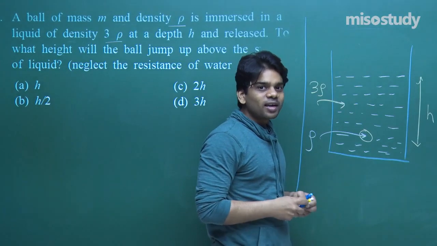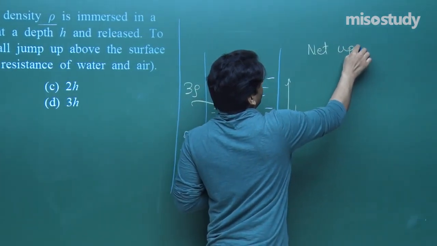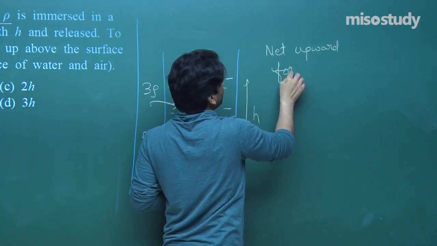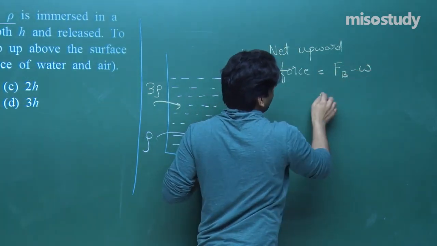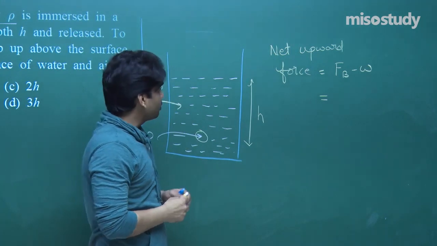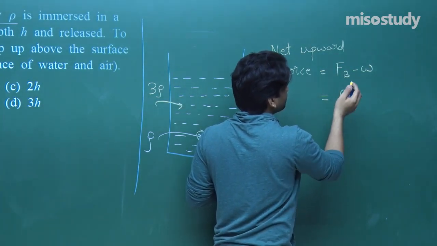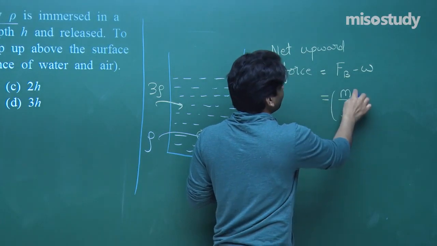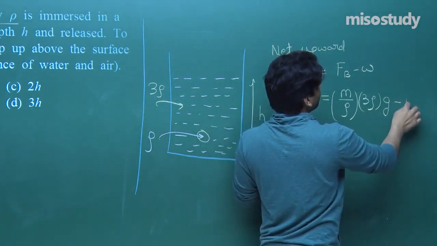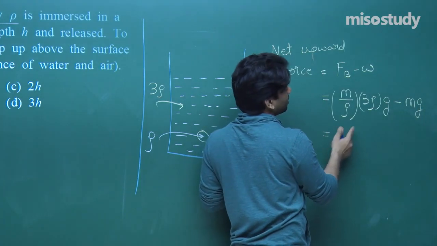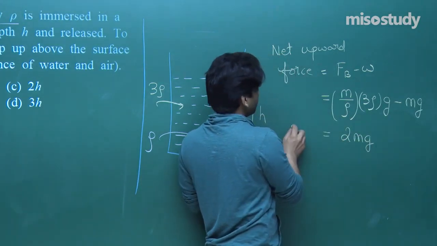So first of all, a net upward force will be acting on the body. Let's find out the net upward force. Net upward force acting on the ball will be buoyant force minus its weight. Buoyant force will be volume into density into gravity. Volume will be given as its mass by its density, m by rho. Volume into density of liquid, that is 3 rho, and into gravity, minus its weight mg. So you will have 3 mg minus mg, so it will come out to be 2 mg. This will be the value of net upward force.